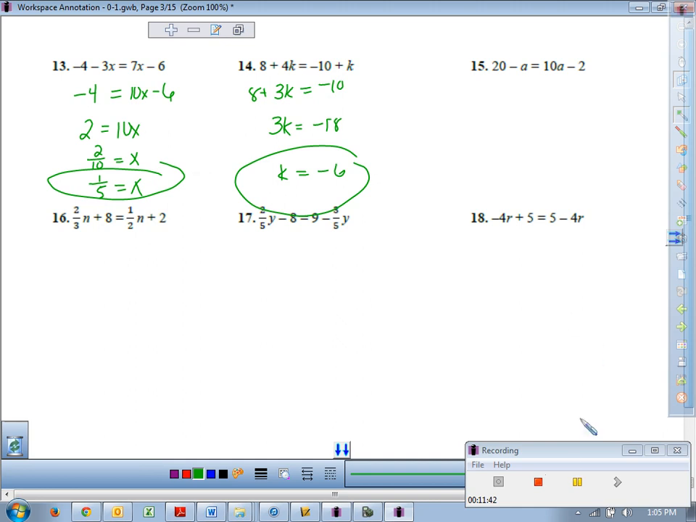Next one. Please pause the video and get that done. And hopefully, on number 15, we got a equals 2. Are we all right with that? Next ones. Oh my, oh my, oh my. Not only do we have variables on both sides, we got fractions all over the place, correct?